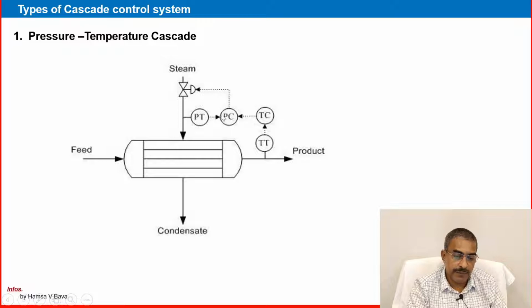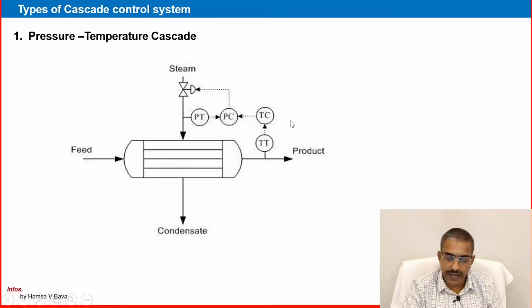Here is a temperature pressure cascade. The second controller is a slave controller, a pressure controller. The pressure controller takes the pressure from the steam line, where a pressure transmitter is there. Then that will go to the pressure controlled valve. Look at that one, a pressure controlled valve is there.